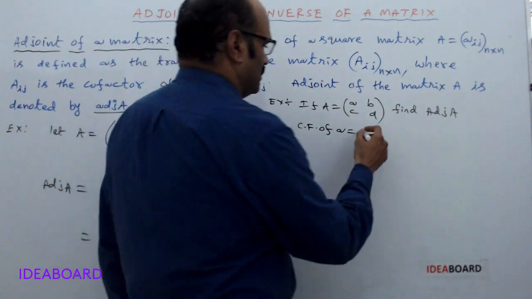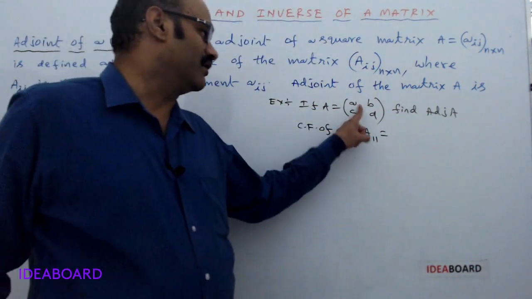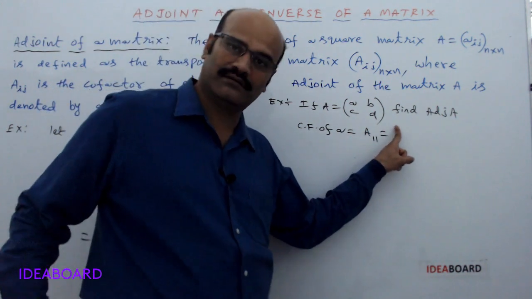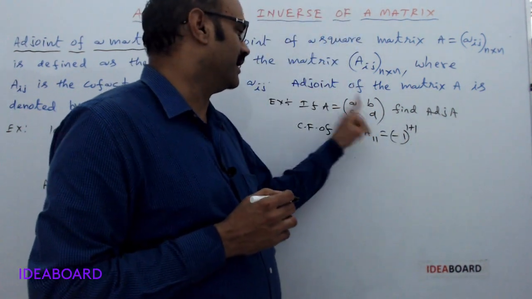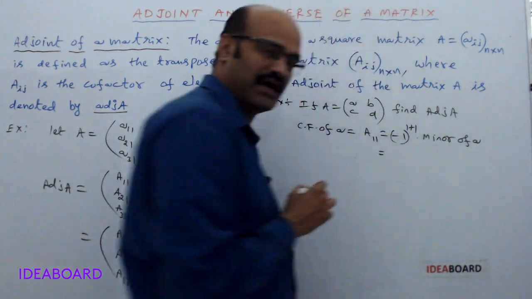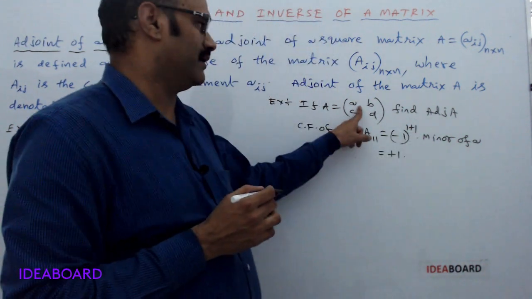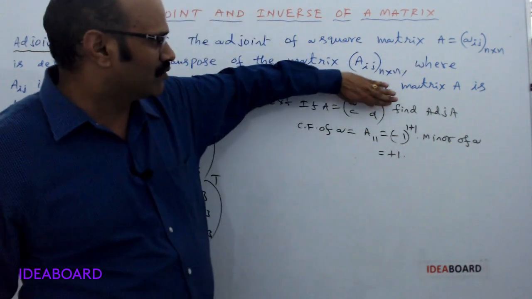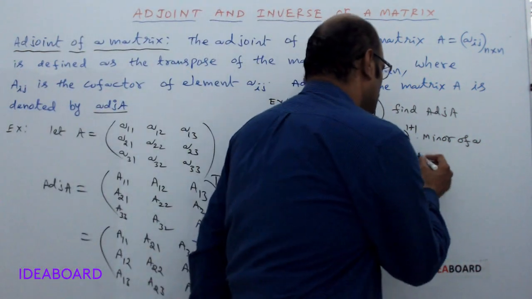is denoted by A11. A11 equal to, the definition of cofactor of an element, minus 1 whole power 1 plus 1 into minor of a. So it's equal to minus 1 whole power 2 equal to plus 1 into minor of a. How to find minor of a? The element a lies in first row and first column. Close the first row and first column. Then we have the element d here. So plus 1 into d equal to d.